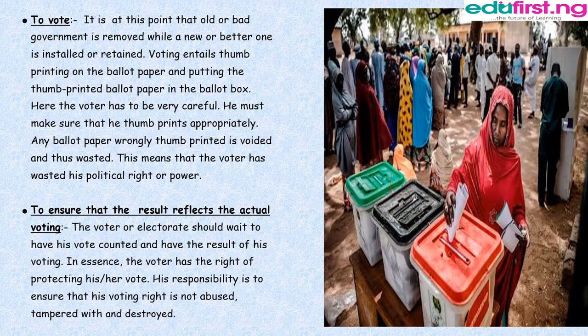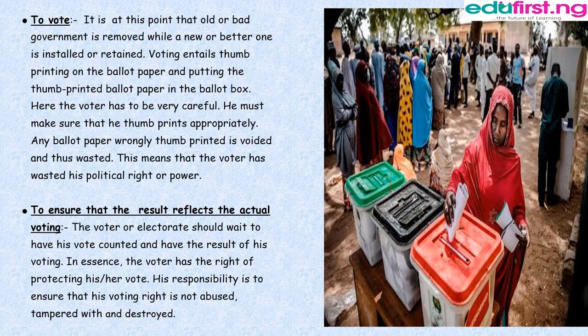Next is to vote. It is at this point that the old or bad government is removed, while a new or better one is installed or retained. Voting entails thumbprinting on the ballot paper and putting the thumbprinted ballot paper in the ballot box. Here, the voter has to be very careful. He must make sure that he thumbprints appropriately. Any ballot paper wrongly thumbprinted is void and thus wasted. This means that the voter has wasted his political rights or power.